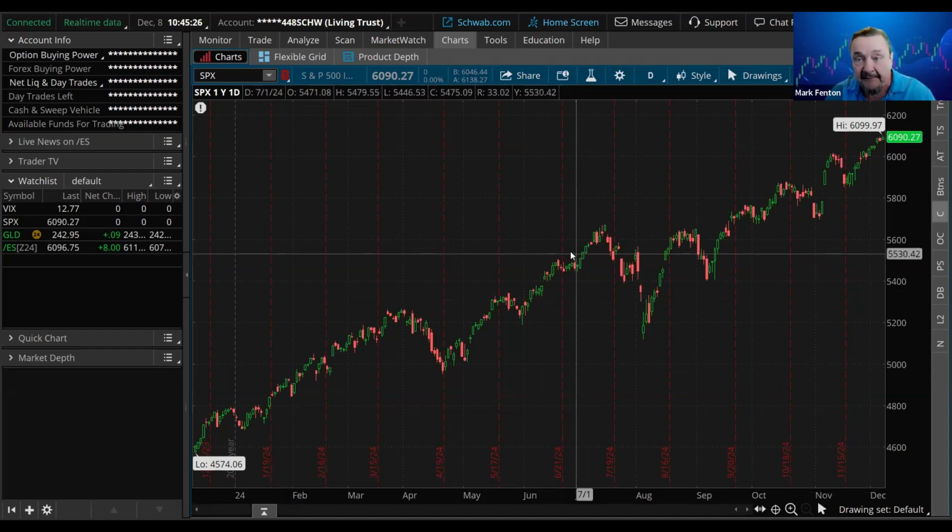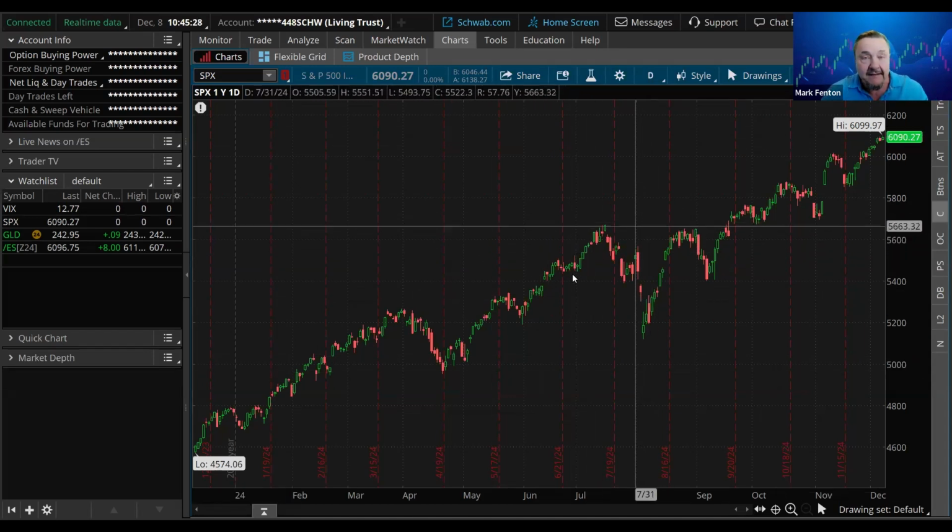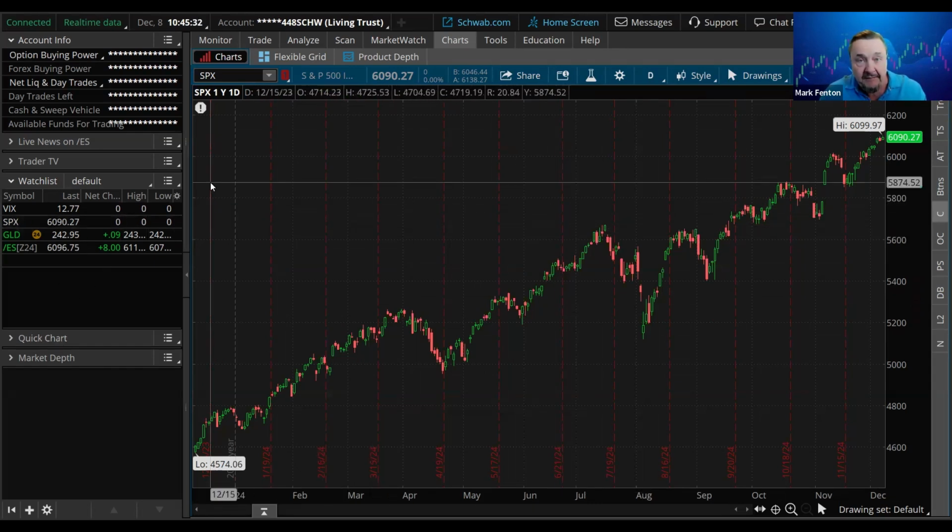Now, this coming week, we got that CPI, but I think this is a very tradable time in the market. I think you have to be aware chances are we'll drift up.